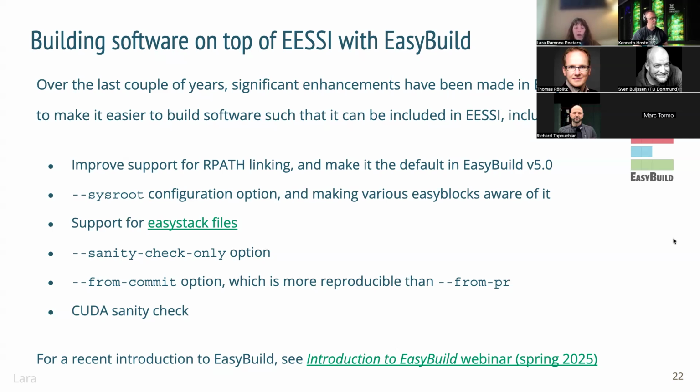Then we've also added the sanity check only option. This makes it easy to test if software is still working by running the sanity check of the installations that we also already run when it's installed. Then we've also added a from-commit option, which is more reproducible than from-PR, since a PR can change over time, but the commit will stay the same. And we've also added a CUDA sanity check to really make sure that all the GPU software that we ship is working correctly.